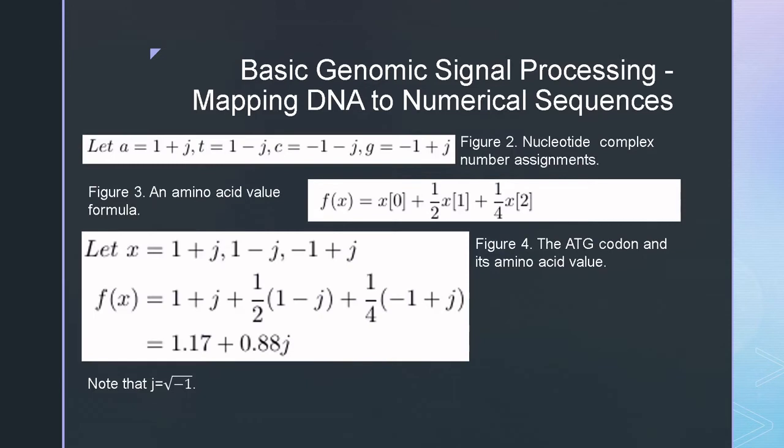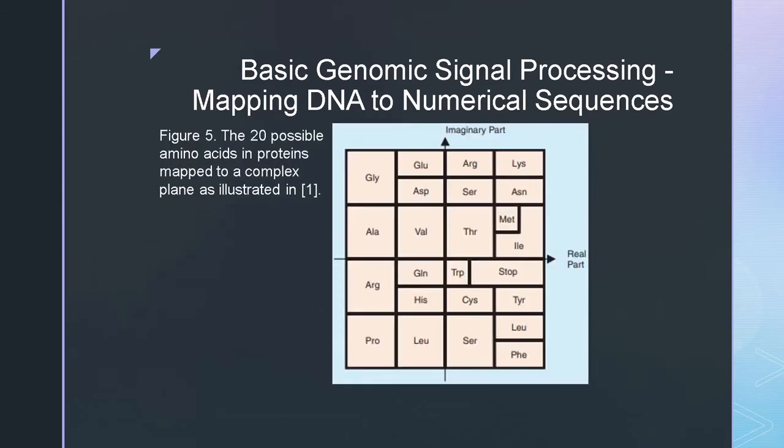For example, if we assign the nucleotide bases A, T, C, and G the values 1 plus j, 1 minus j, minus 1 minus j, and minus 1 plus j, the amino acid number can be calculated using the formula shown in Figure 3. For the ATG codon, Figure 4 shows that the amino acid value is 1.17 plus 0.88j. The ATG codon would be mapped to the methionine codon on a complex plane, such as the mapping shown in Figure 5.